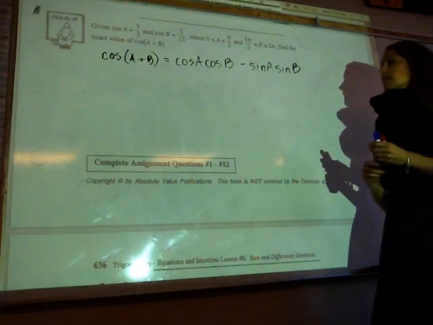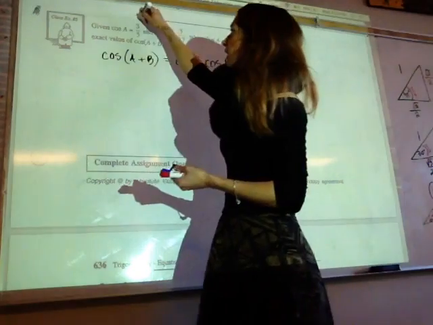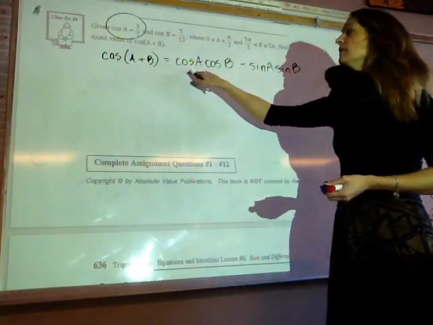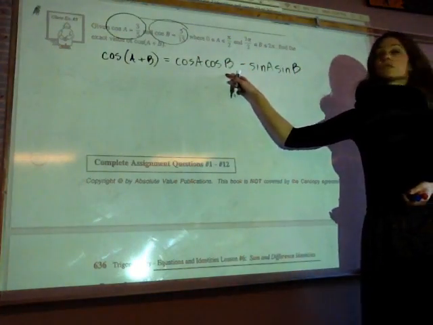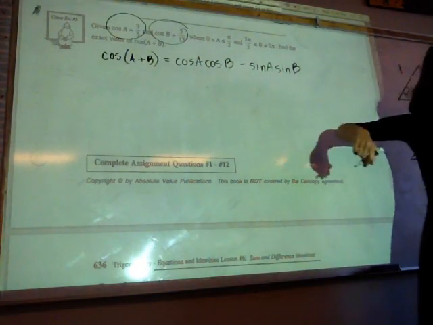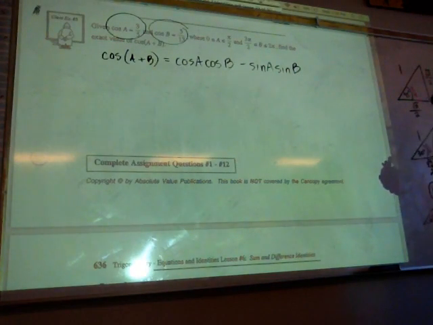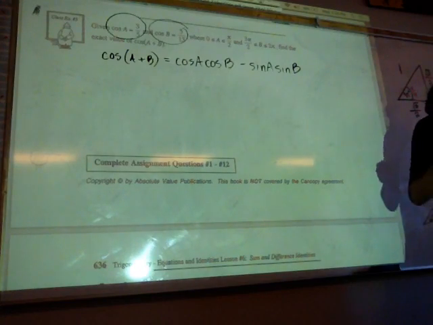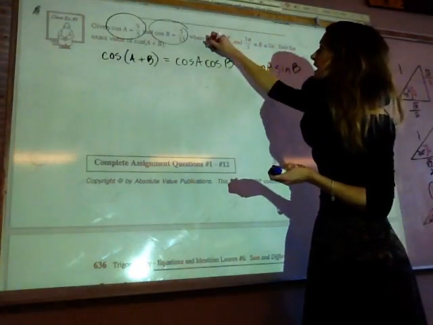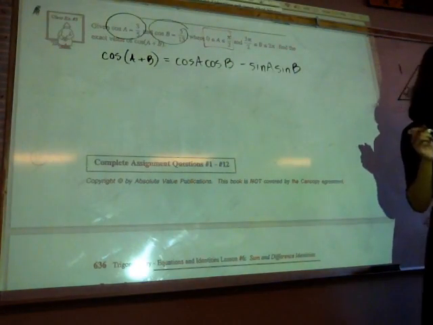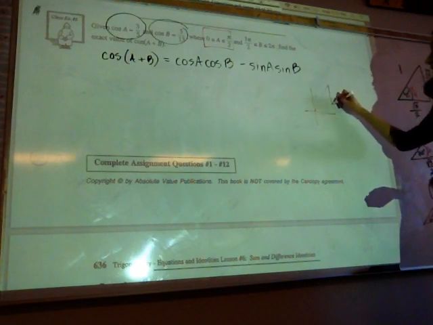So if we need the exact values, let's just take a look at what we already know. Well, they're giving us cosine A as 3 over 5, and cosine B as 5 over 13. So we know cosine A, we know cosine B. Do we know sine A and sine B? No. So we're going to have to draw a few pictures given the hints that they've provided. Okay, so for cosine A, they're telling us that A has to be between 0 and 90 degrees. So what quadrant are we in? 1. So we're going to draw a triangle.